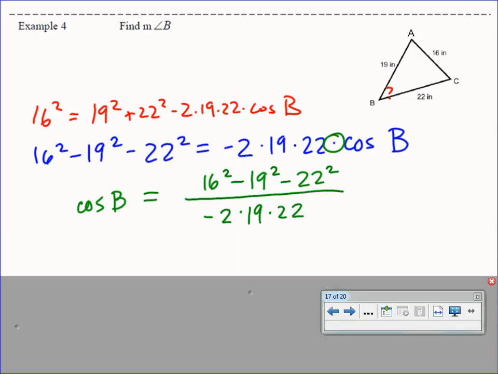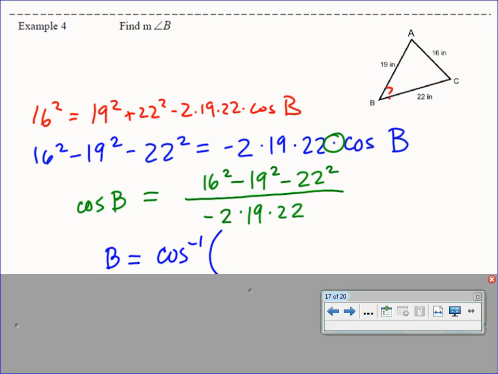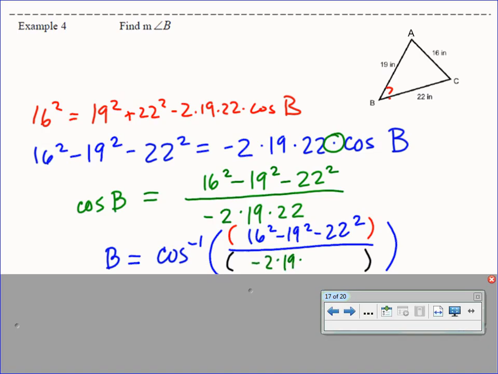Gosh, and we're so close. We can almost taste it. I know that my answer will be given by angle B, which will be the inverse cosine of, big parentheses. I'm going to have a numerator, pair of parentheses, and a denominator, pair of parentheses. In my numerator, I'll have 16 squared minus 19 squared minus 22 squared. In my denominator, I'll have negative 2 times 19 times 22.